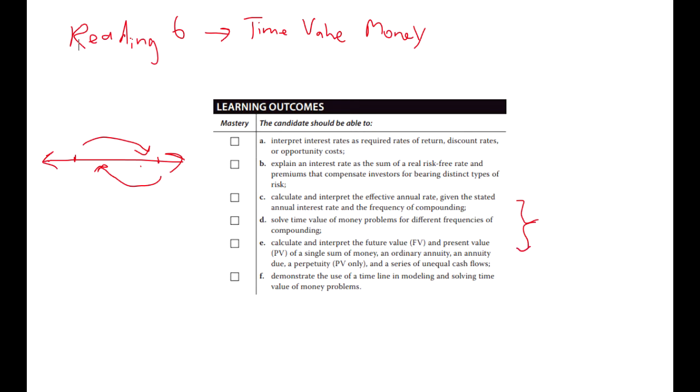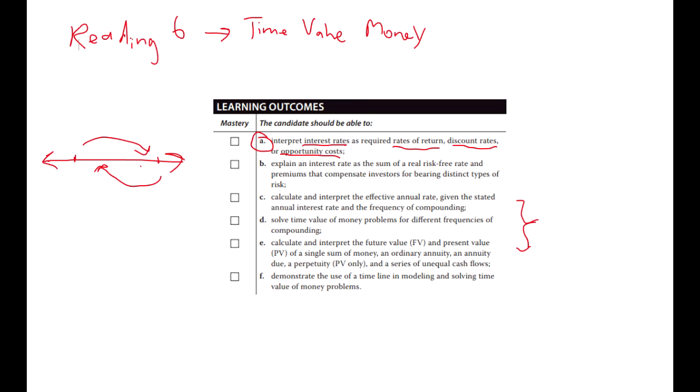But today we're just going to be looking at the first learning outcome, number A, which is: interpret interest rates as required rates of return, discount rates, or opportunity costs. So when we talk about discount rates, rates of return, or opportunity cost, or interest rate, we're talking about the same thing essentially. An interest rate is probably what you're most familiar with, or the most familiar term.